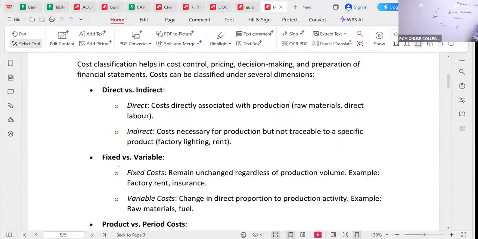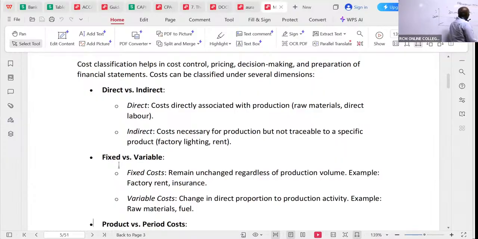So fixed costs are those costs that remain constant regardless of the number of units that are produced. A good example is rent or salaries per month, etc.